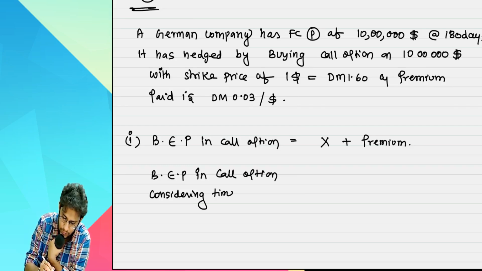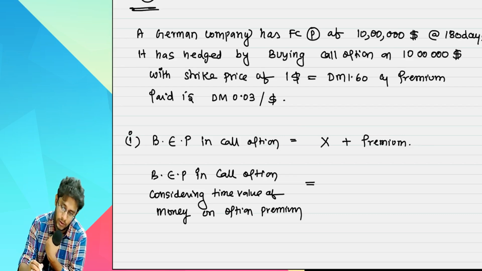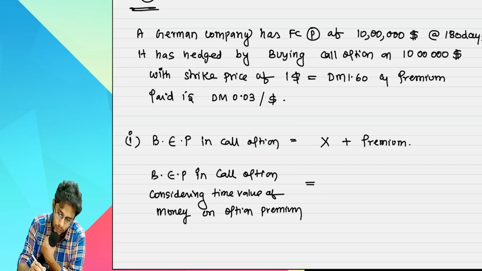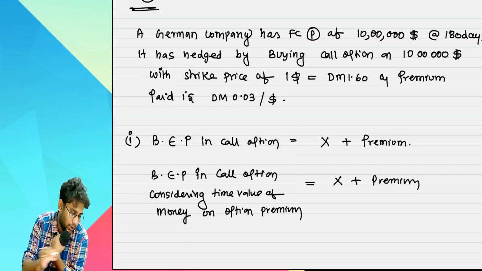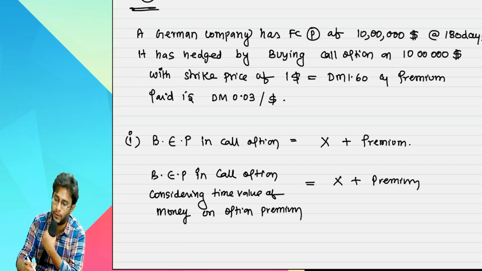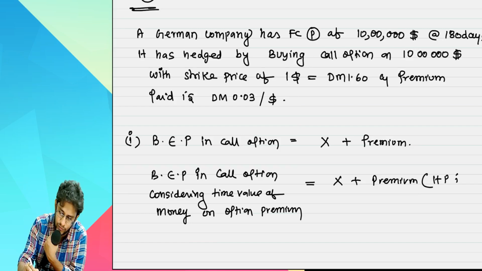Considering time value of money on option premium equals X plus premium. If the question gives you continuous compounding, e power RT, you have to multiply, but anyway 1 plus PAR will do for this sum.